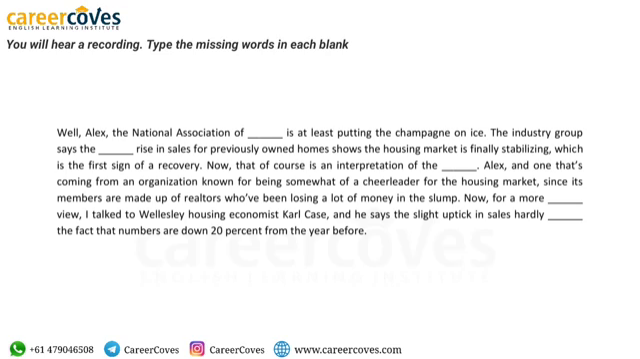Well, Alex, the National Association of Realtors is at least putting the champagne on ice. The industry group says the slight rise in sales for previously owned homes shows the housing market is finally stabilizing, which is the first sign of a recovery. Now, that of course is an interpretation of the numbers, Alex, and one that's coming from an organization known for being somewhat of a cheerleader for the housing market, since its members are realtors who've been losing a lot of money in the slump. Now, for a more sober view, I talked to Wellesley housing economist Carl Case, and he says the slight uptick in sales hardly offsets the fact that numbers are down 20% from the year before.